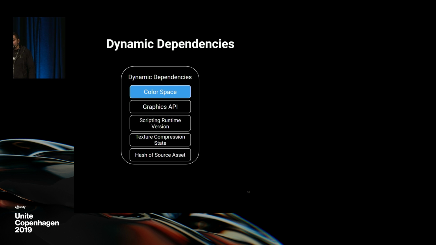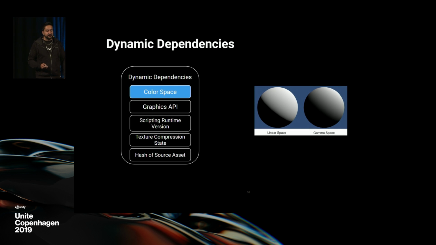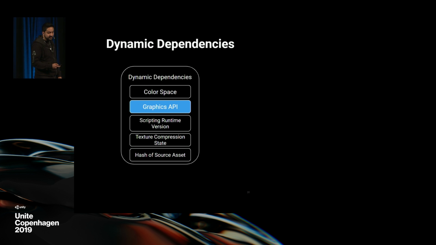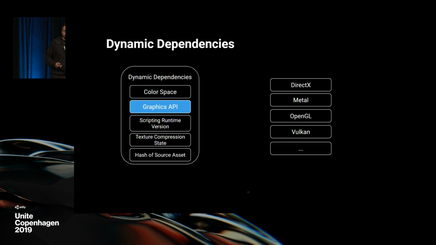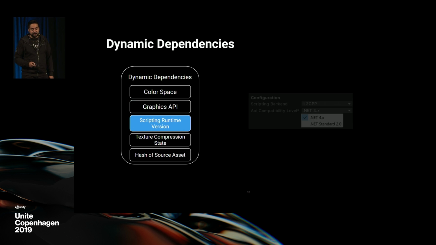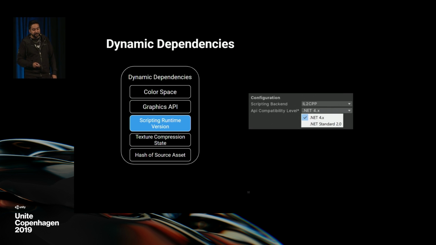Other types of dynamic dependencies are things such as color space, graphics APIs, where you go from DirectX, Metal, OpenGL, Vulkan, etc. The scripting runtime version, that's also something that we mark as a dynamic dependency, because that can change, and well, your code needs to be recompiled with the new API compatibility level.